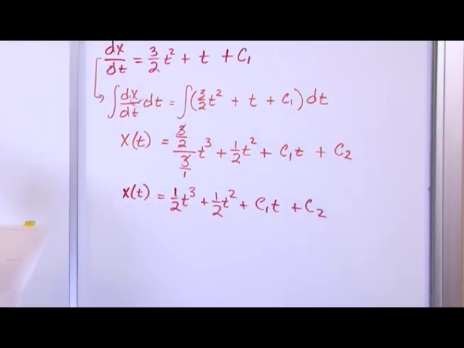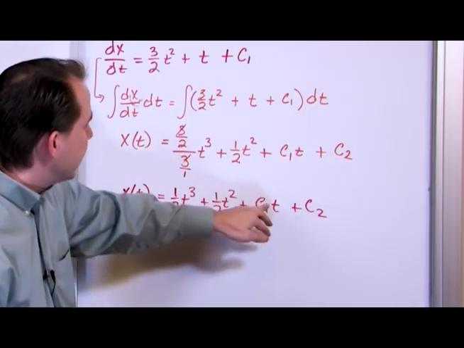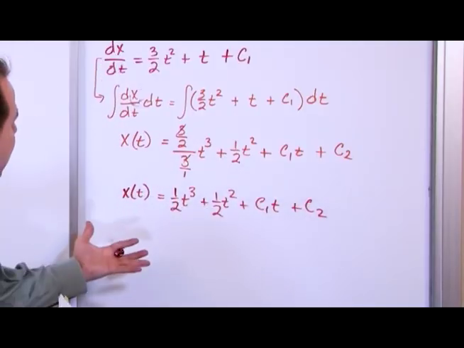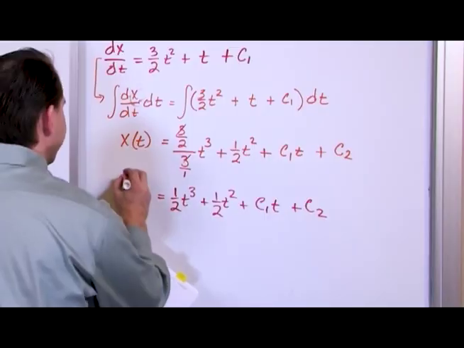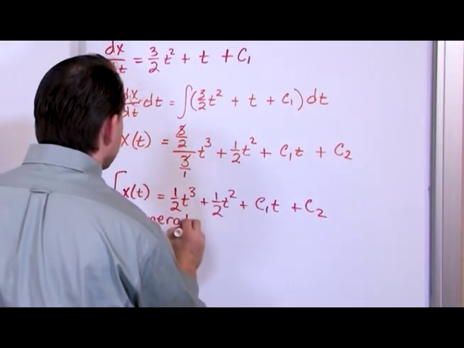So you have 1/2 t cubed plus 1/2 t squared plus c1 times time plus c2. So you see where all the t's come in handy, right, with a little thingy at the end of it. It's going to help you out a lot. That's the answer. This is the general solution. So I'm going to circle this. I'm going to write down general solution.